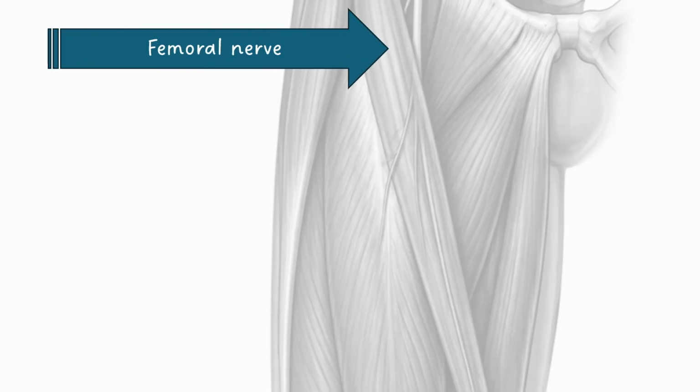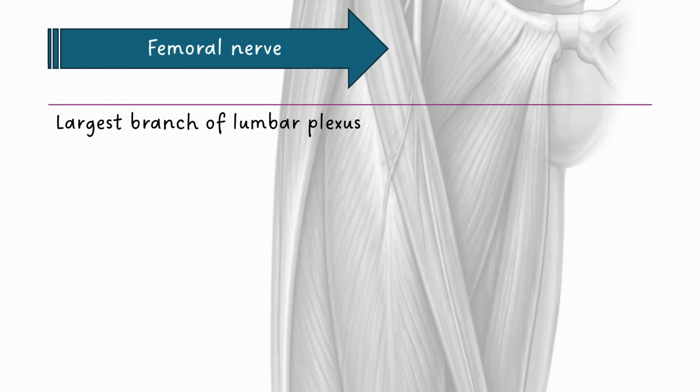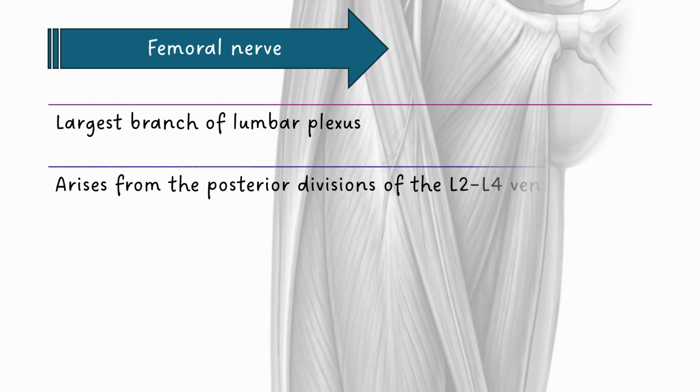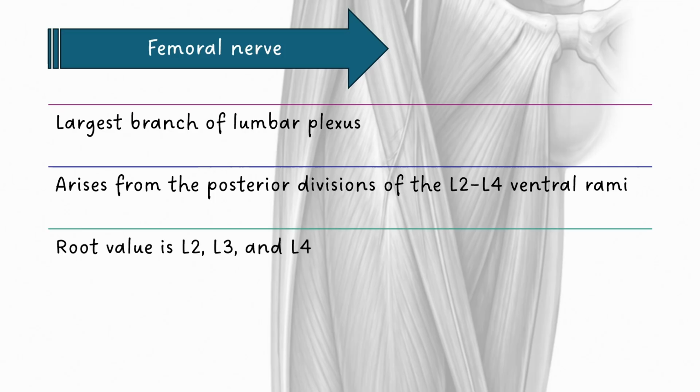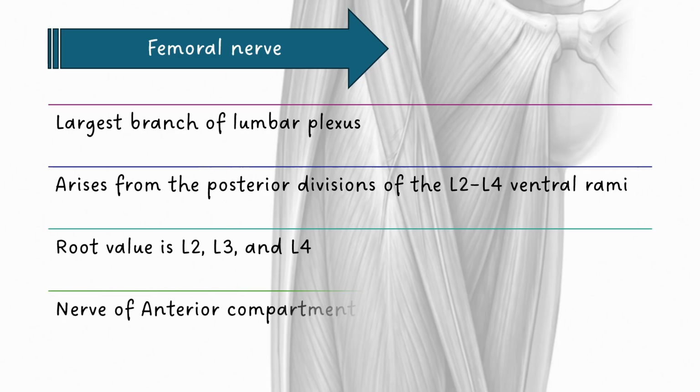First, recall the key features of the femoral nerve. We know that it's the largest branch of the lumbar plexus, arises from the posterior divisions of the L2 to L4 ventral rami within the psoas major muscle, has a root value of L2, L3 and L4, and is the nerve of the anterior compartment of the thigh.